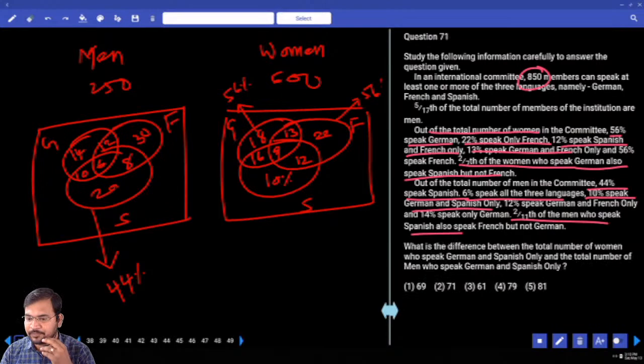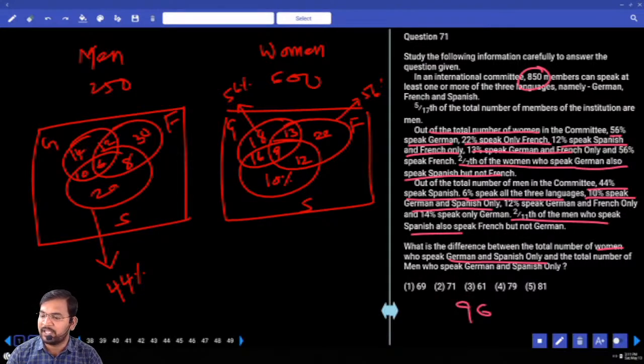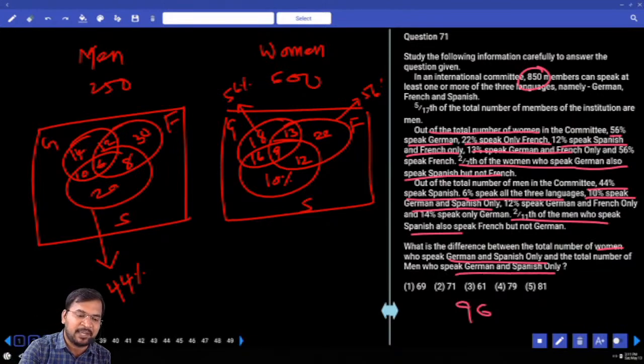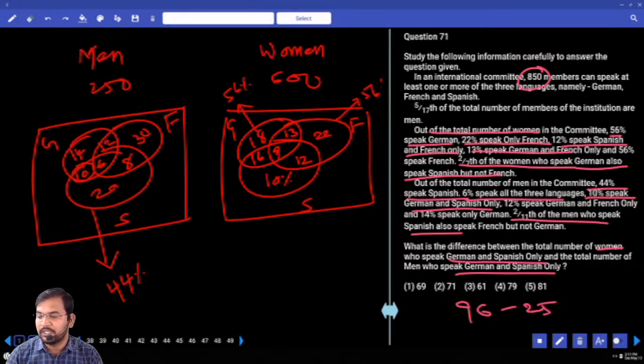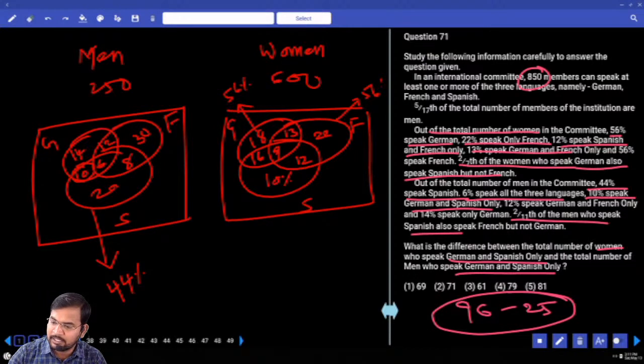See the first question. What is the difference between the total number of women who speak German, Spanish only? Women, German, Spanish: 16% of 600 is 96. And the total number of men who speak German and Spanish only: German, Spanish, 10% of 250 is 25. 96 minus 25 is 71. So once you fill this diagram, questions are very easy for you. All of you clear?